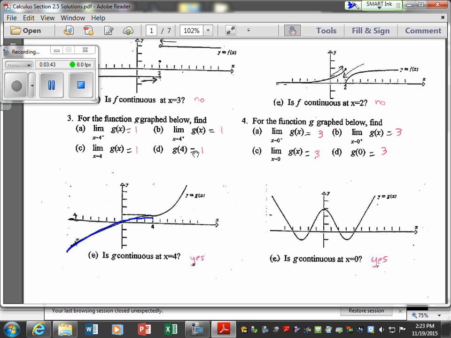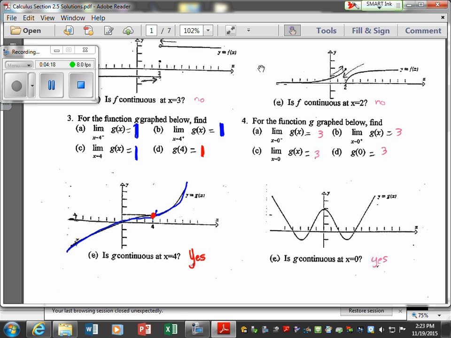Okay. The limit as x approaches 4 from the left. Approaching 4, it looks like we're at 1. As x approaches 4 from the right, we're at 1. If the left-hand limit is 1 and the right-hand limit is 1, the limit of g of x as x approaches 4 is 1. Now let's evaluate g at 4, excuse me, we switched to g. g at 4 is 1. Well, if the limit of g of x as x approaches 4 is equal to g evaluated at 4, that's what part C of our definition says, then this is continuous.